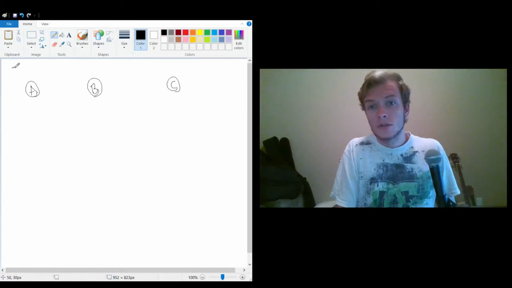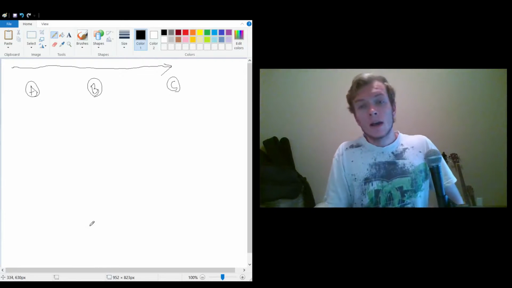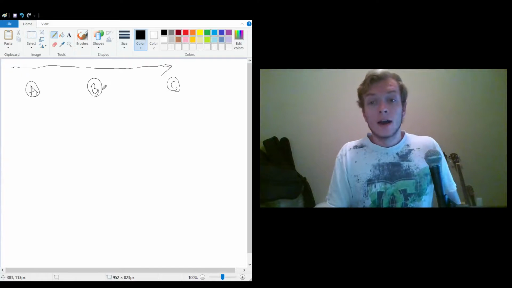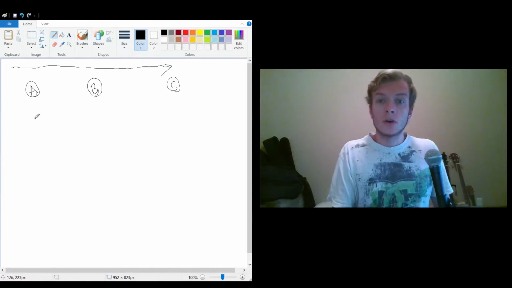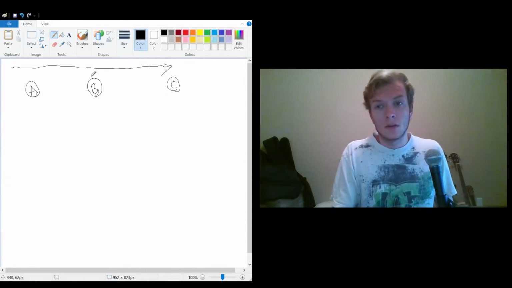And so we're going to assume that everybody is moving in this direction. So let's analyze what's happening in this scenario. As we know, car B is the middle car. Car A is going slower than car B, but car C is going faster than car B.